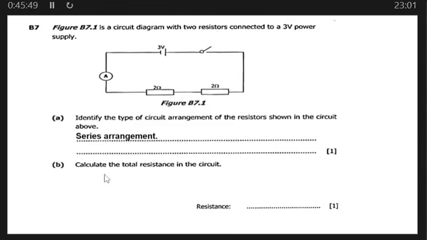B says calculate the total resistance in the circuit. Since the resistors are in series, we just add them the way we add normal numbers. So total resistance is equal to resistor 1 plus resistor 2, which is 2 ohms plus 2 ohms. This will give us 4 ohms. So our answer is 4 ohms, and this is our total resistance. Let's go to the next question.